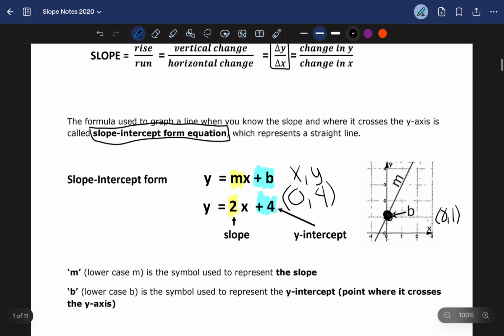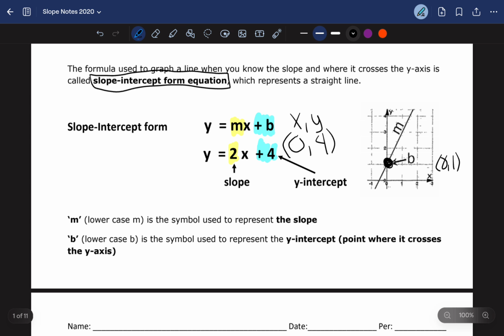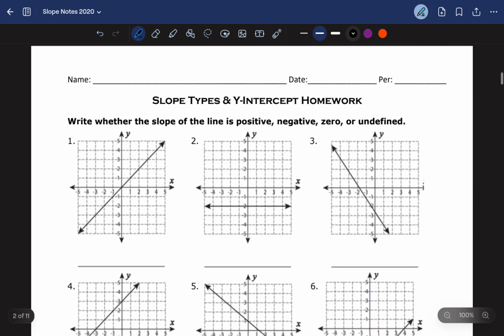And then just a last little bit here. M, which is represented with a lowercase m, is the symbol used to represent the slope or rate of change. And then b, which is a lowercase b, is the symbol used to represent the y-intercept, the point where it crosses the y-axis. Now let's go ahead and take a look at the work real quick.